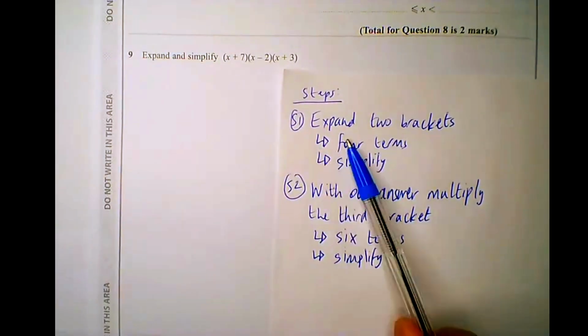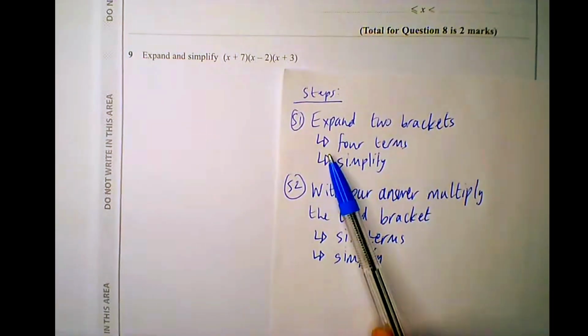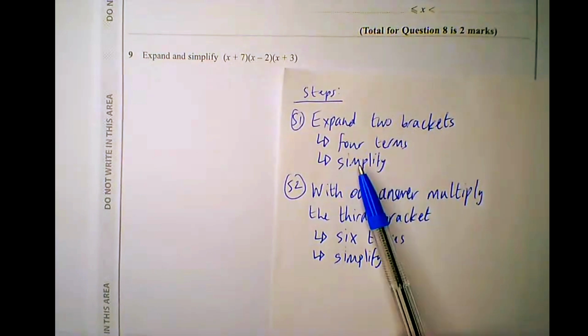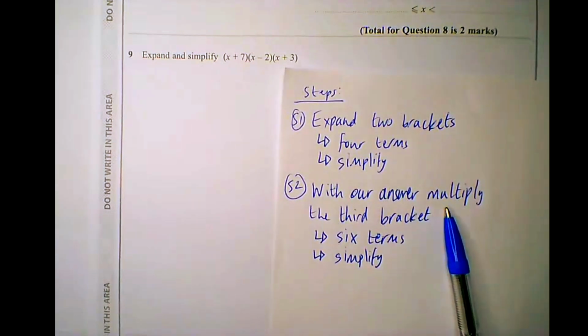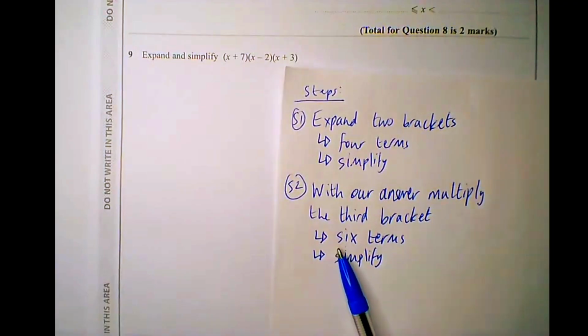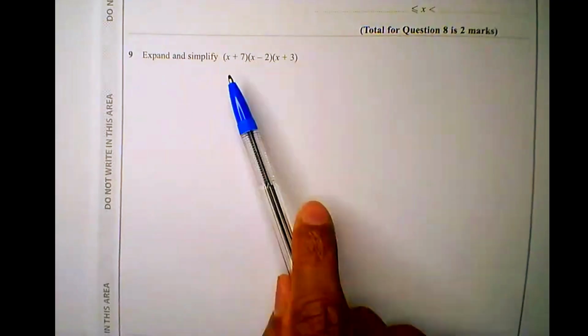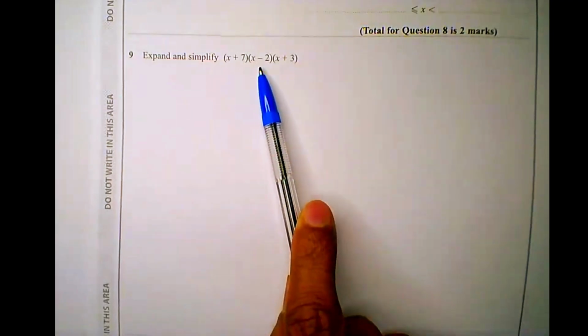So remember, step 1 is to expand 2 brackets. We find 4 terms, we simplify it. Then our step 2 is to, with our answer, multiply the third bracket. We get 6 terms and then we simplify. So let's do that. So here you can see I've got x + 7, x − 2, x + 3.